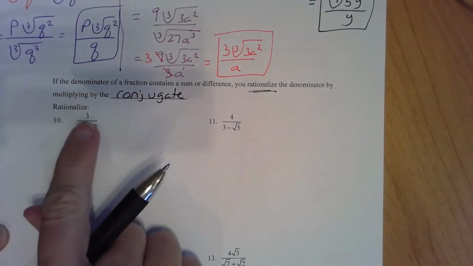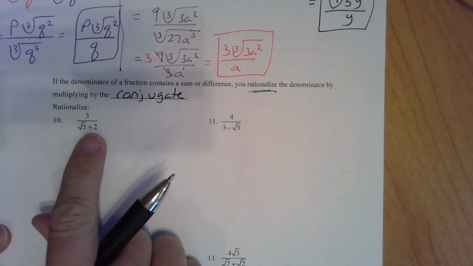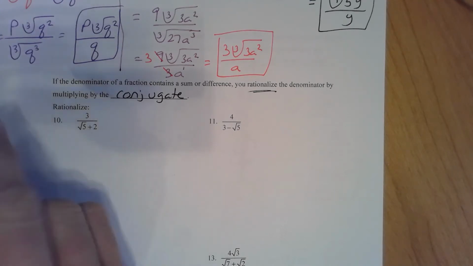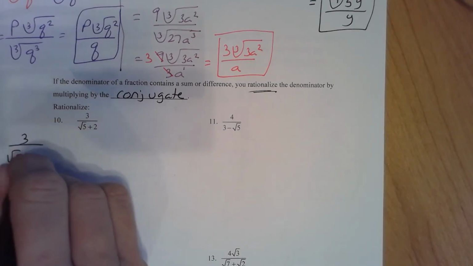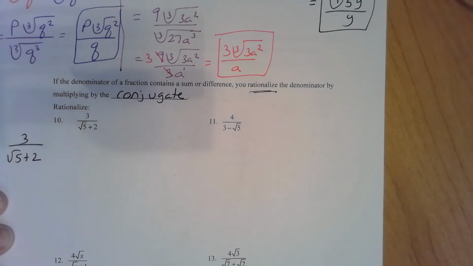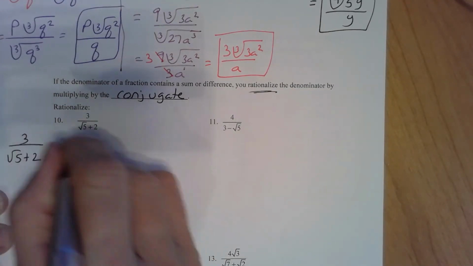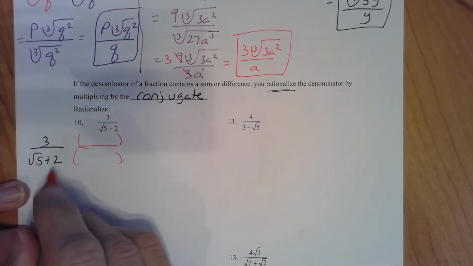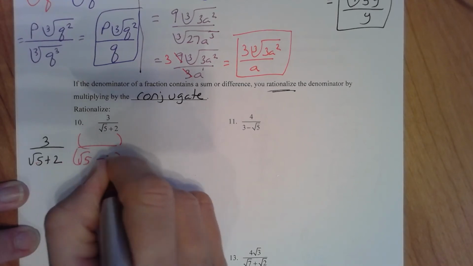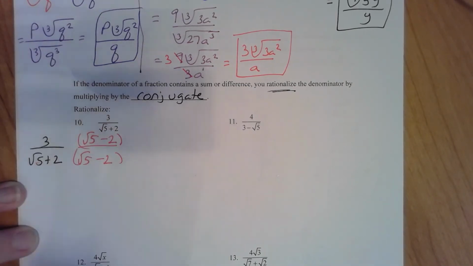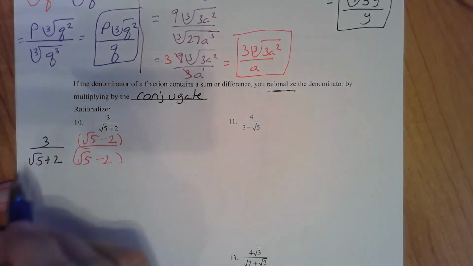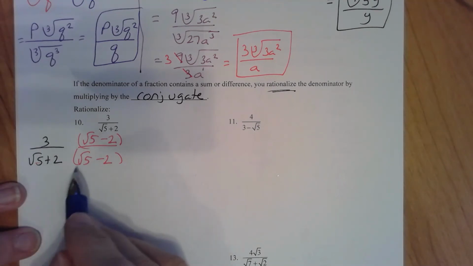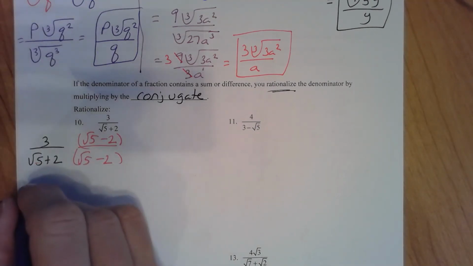So for example, if we have 3 over the square root of 5 plus 2, we're going to multiply the top and bottom by the square root of 5 minus 2. When we're trying to rationalize with a sum or difference, a two-term binomial, we want to multiply by the conjugate, which is the square root of 5 minus 2, on top and bottom. Now why do we do that? Because of the fact that when we multiply a binomial times its conjugate, the outer and the inner will always cancel. So let's go and do our distributing.